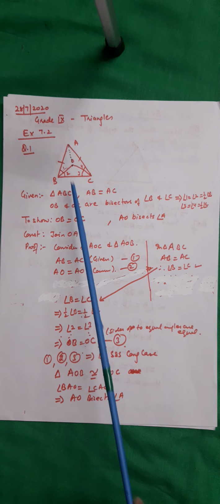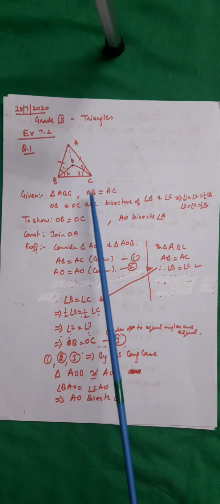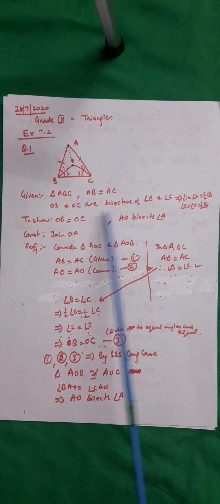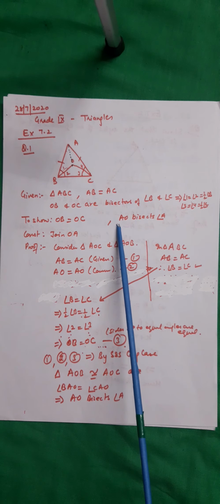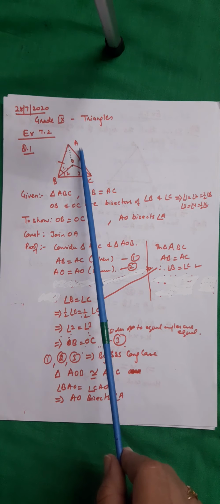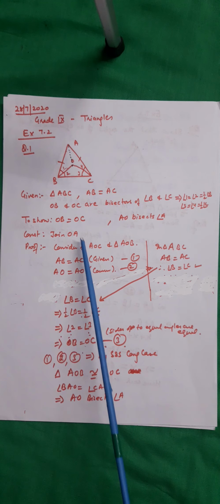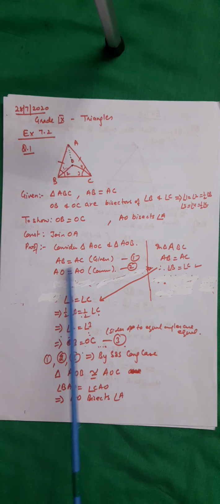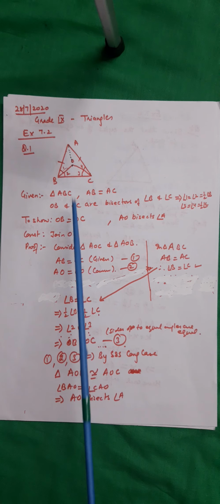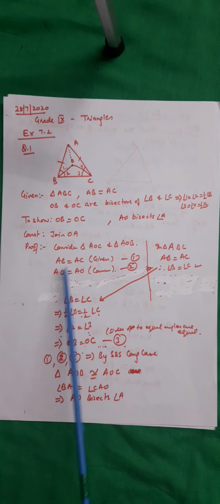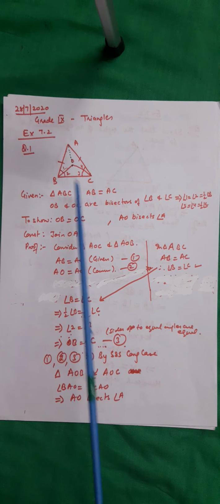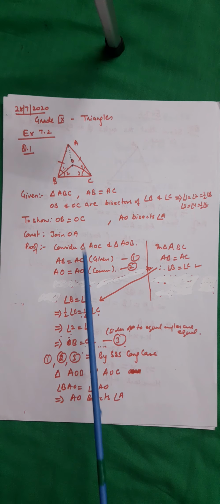To show OB is equal to OC, and also that AO is the bisector of angle A. Construction. Join OA. Consider triangle AOC and triangle AOB. In these two triangles, AB is equal to AC, given.